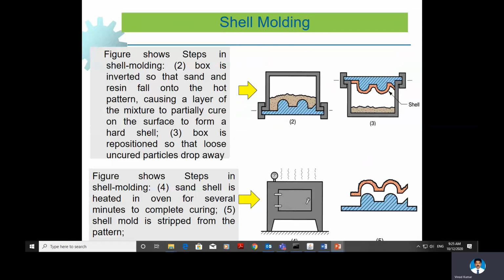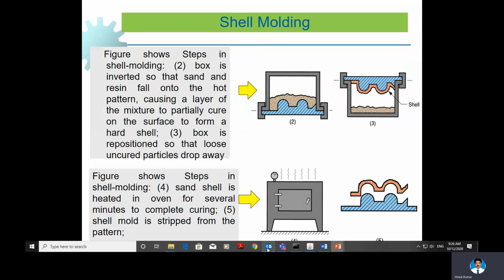This is step 2. In step 3, the box is again positioned back to its normal condition. So what happened? Again, the box is repositioned. Whenever we reposition the box, the loose particles of sand and binder will drop away, and only the particles of sand and binder attached to the hot pattern will remain there. See here, this layer will have the same shape of the product to be produced.